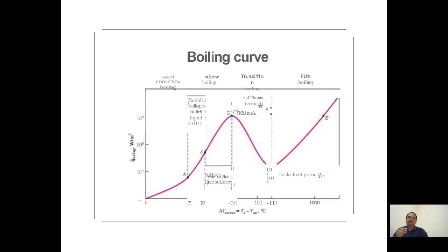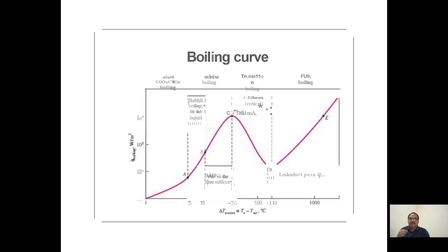So coming to the boiling curve. In this boiling curve, the excess temperature is taken on the x-axis and heat flux is on the y-axis. The curve is plotted like this from 1 to A, B to C to D, and D to E. This is the plotted boiling curve.